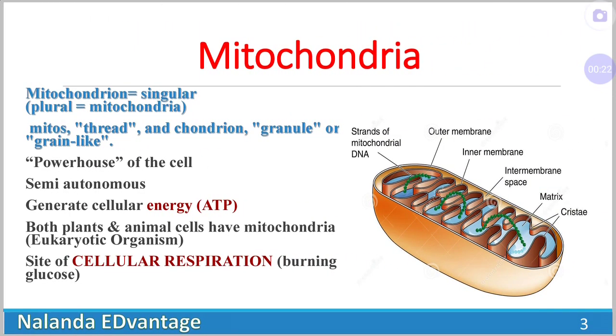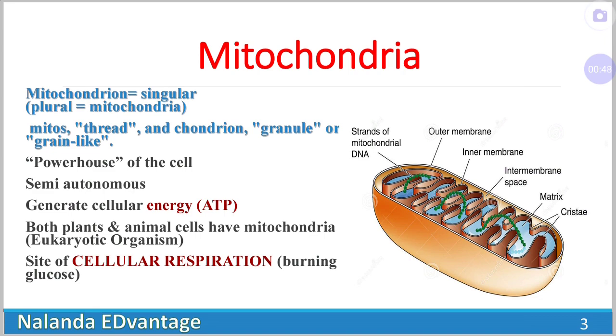Now the name mitochondria. Mitochondria is actually a plural form. The singular form is known as mitochondrion. Mitos meaning thread and chondria meaning grain-like structure. This is known as the powerhouse of the cell because it generates cellular energy in the form of ATP or adenosine triphosphate. Please bear with me, we'll learn about ATP in our further slides.